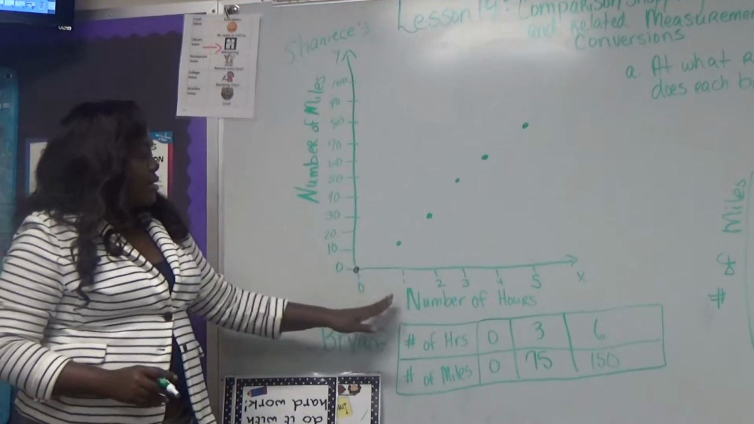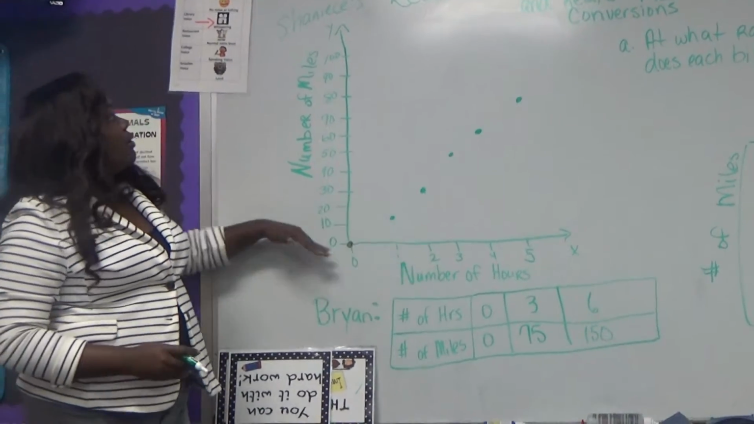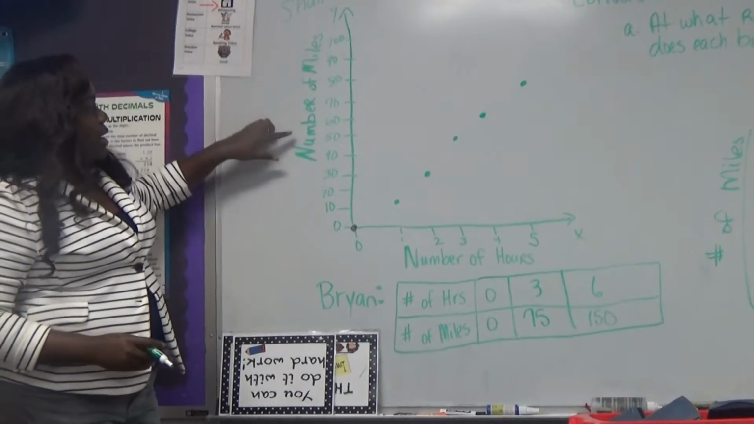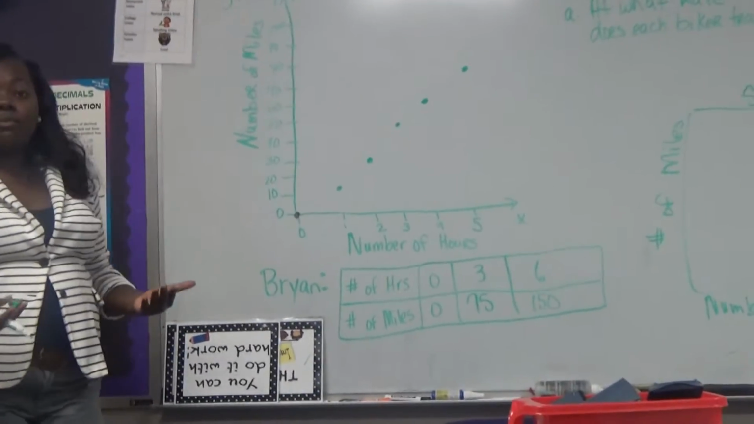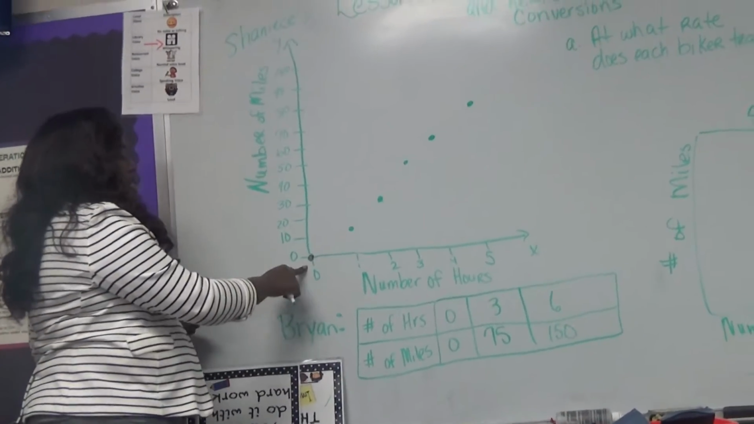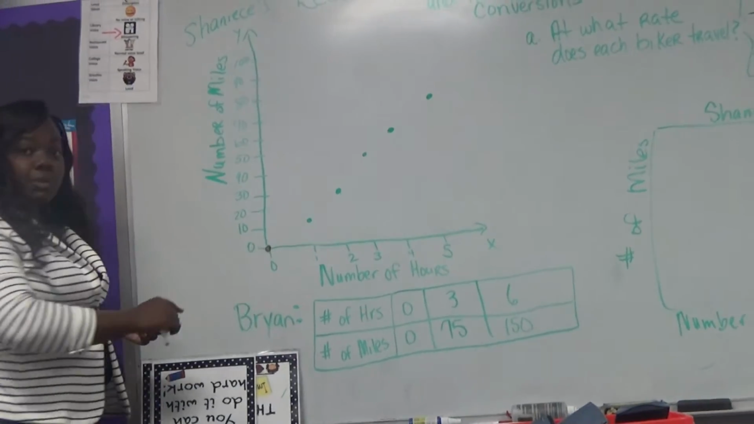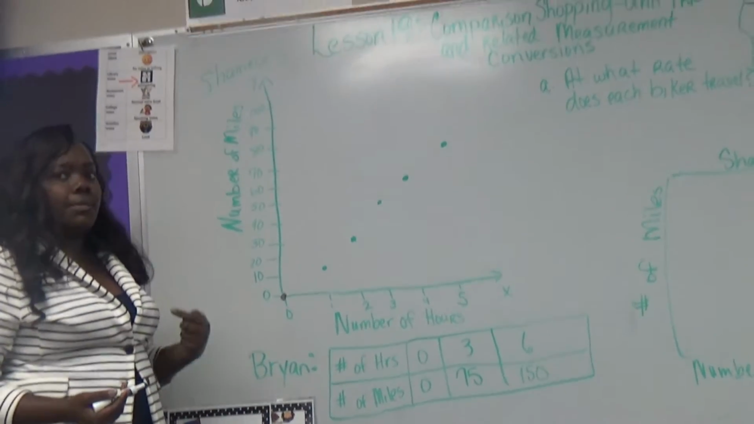We see that across the x-axis, this tells me the number of hours. Going up my y-axis, this tells me my number of miles. So let's see at what rate Shanice was riding her bike. When Shanice went 0 hours, she went 0 miles. I'm going to create a little table so that I can keep up with her information.